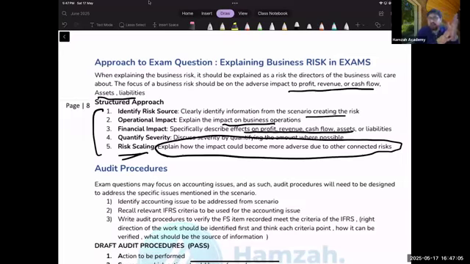Now, if you are writing your answer, you have to utilize scenario specific information and discuss it in depth again. If you are not utilizing specific information, you are not discussing in depth, no marks. I'm sorry, there won't be any marks.